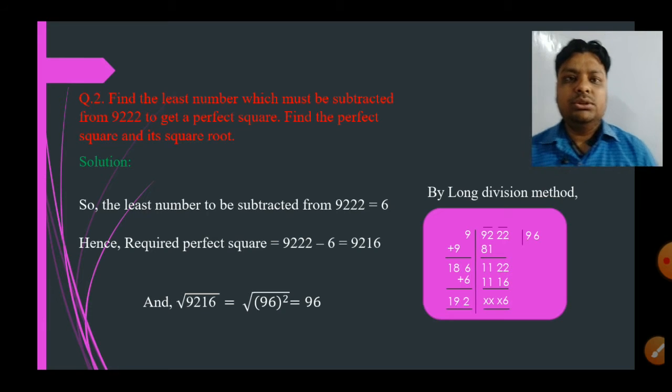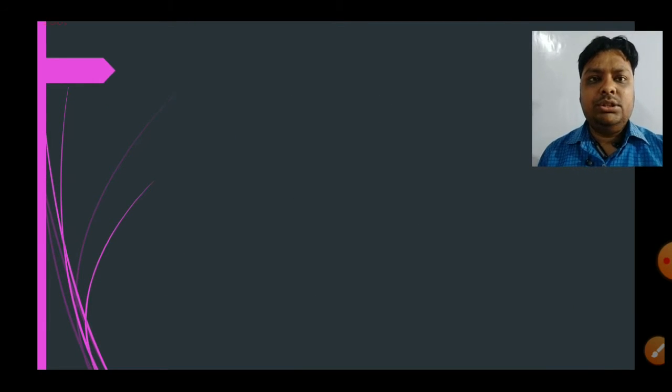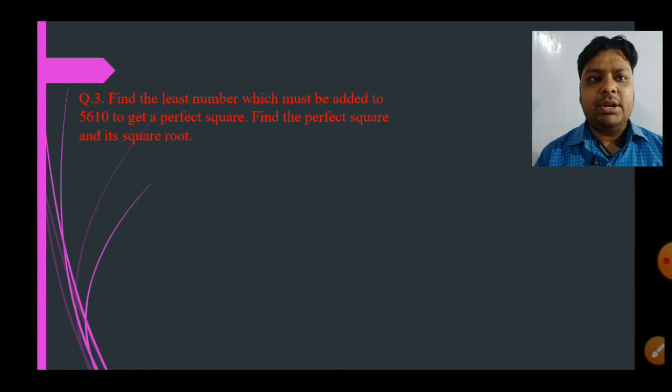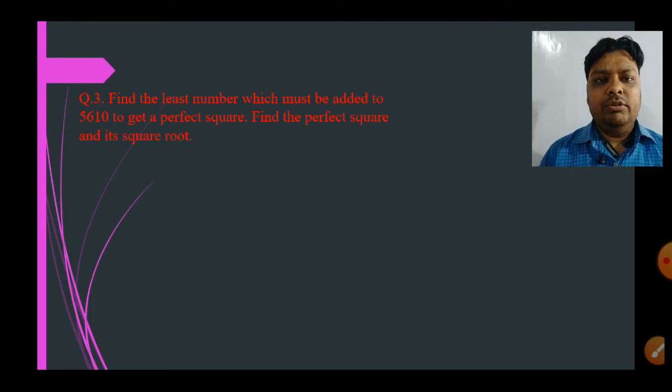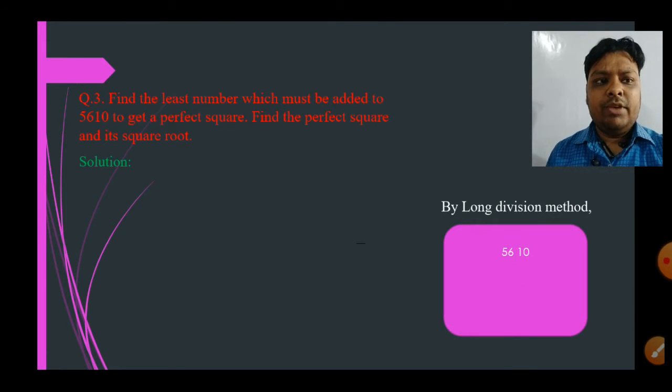Okay, students. So let's see another question. Now question number 3. This time same question, but instead of subtraction, here added is written. So we will follow the same process in long division method. So let's start to solve by long division method. 5610, then recurring sign on 10, and then recurring sign on 56. Then we will draw two longer lines. Then the first period you can see is 56.